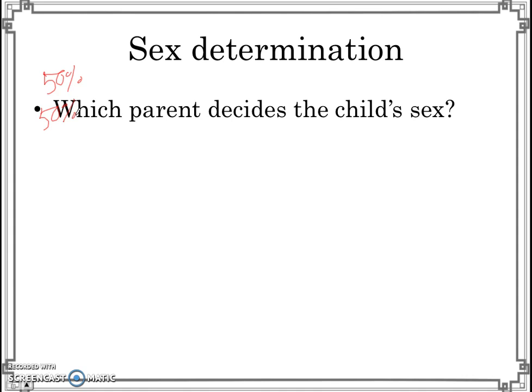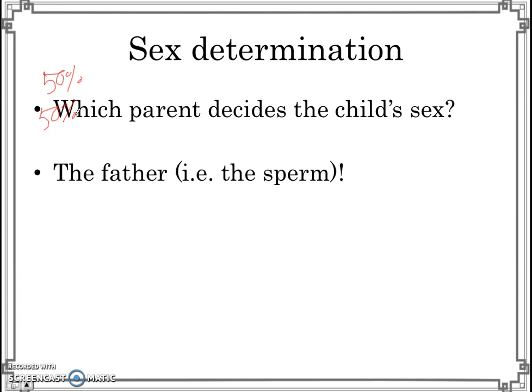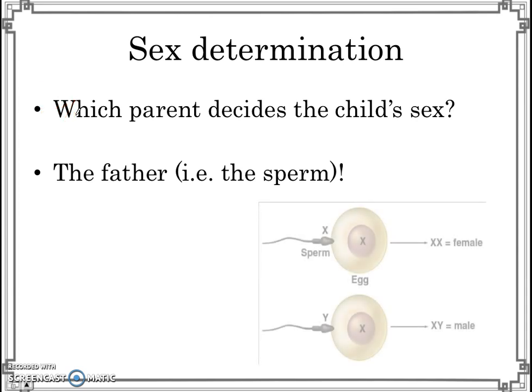Well, if we look at the genetic diagram, you realize that the parent that decides the child's sex is actually the father, right? The sperm, because the sperm is the one that could contain either the X chromosome or the Y chromosome. The mother can only give X chromosome, and that's shown in this diagram here, right? The egg can only have X chromosome, but the sperm could be either X or Y. So if you're a boy or girl and you don't like it, you can blame your father, not your mother.